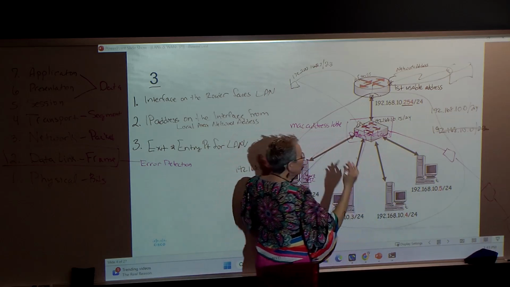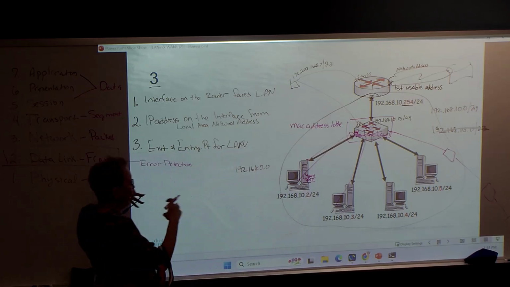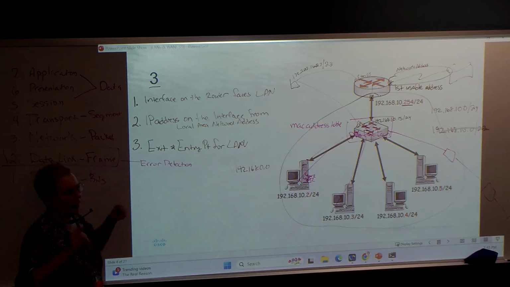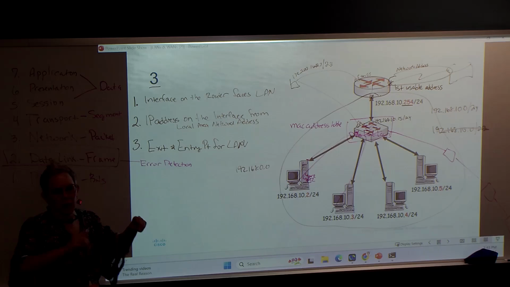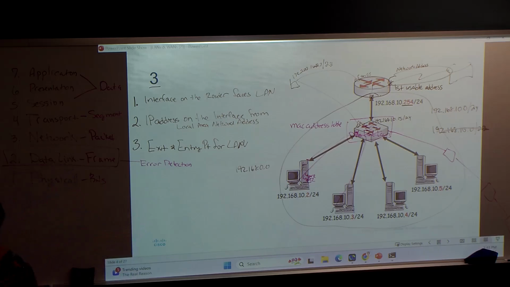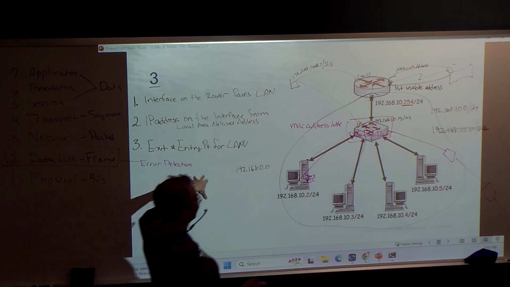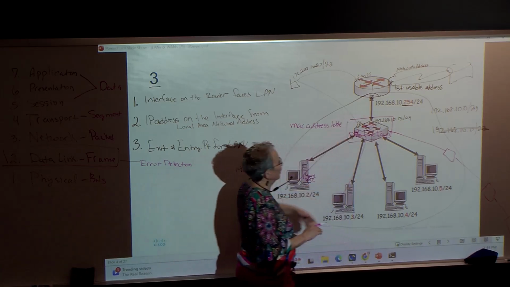I'm just trying to break it down at its basic levels and the different terminologies that are going to apply to the switches. So the switch is going to build a MAC address table. It's going to keep track of the MAC addresses and the ports so that it can move the frames around in its domain.